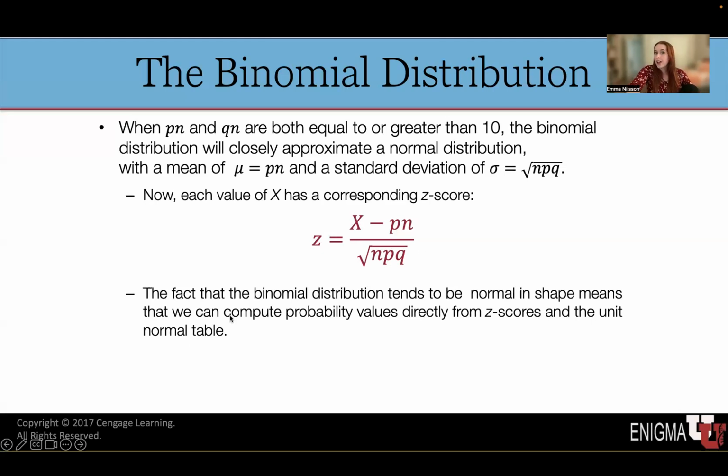So right here, the fact that the binomial distribution tends to be normal in shape means that we can compute probability values directly from z-scores using something called the unit normal table. We're going to talk about that later on in our lectures. But for your information, it's just a table that we use to establish the connection between z-scores and statistically significant results.